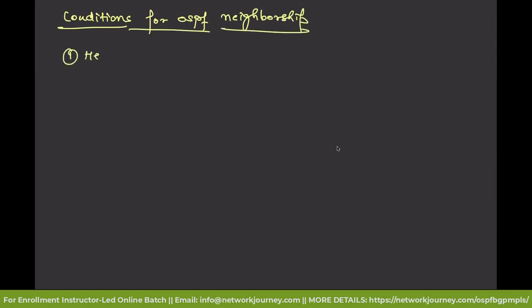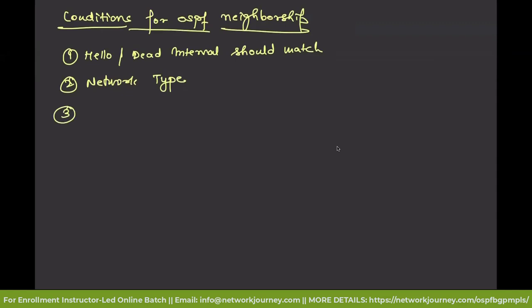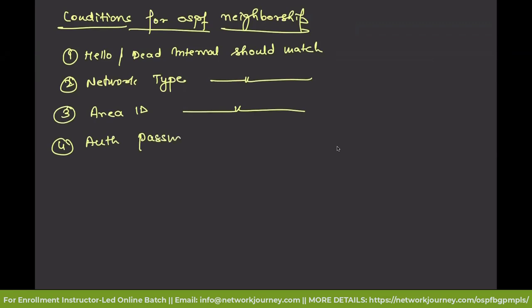After this, we come to the conditions to form an OSPF neighbor, for OSPF neighborship. The first condition is your hello and dead interval should match. Your network type should match. Again, there are some exceptions to this, which we are going to talk about later on. Your area ID should match. Your authentication password should match, if configured.